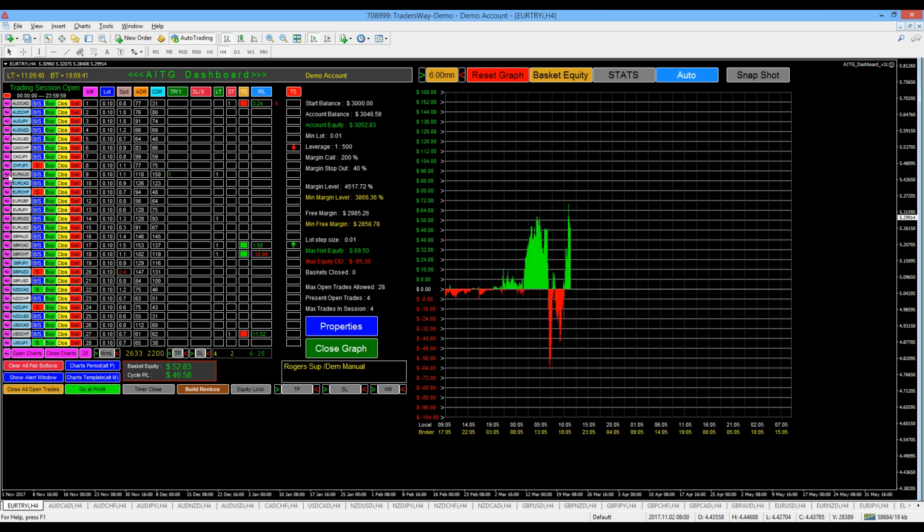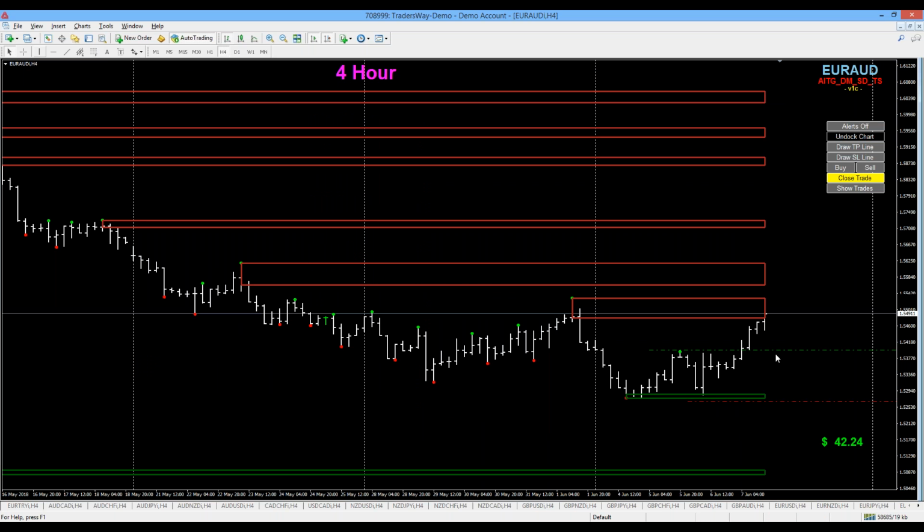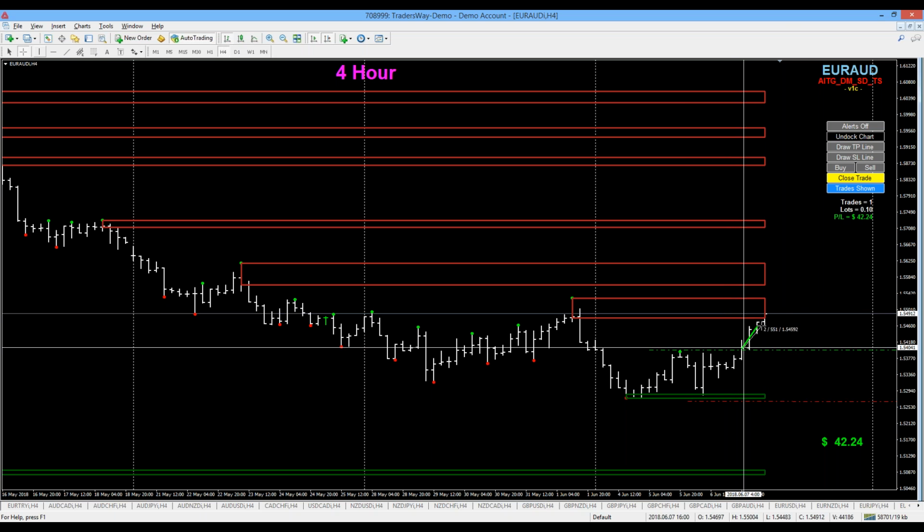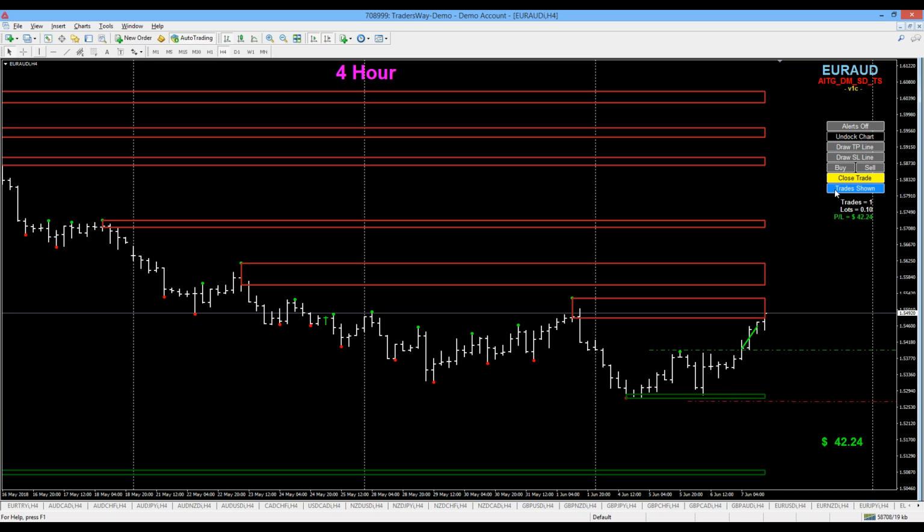All right, Euro Aussie is the next pair. And again, I think I didn't have that. Oh, that was a trade. Let's look at that trade. That was a nice trade for 42 pips. Well, that had to have been a breakout. Yeah, it probably was a breakout, and I don't know why I had my take profit set so high. But anyway, 42 pips. We'll take it.